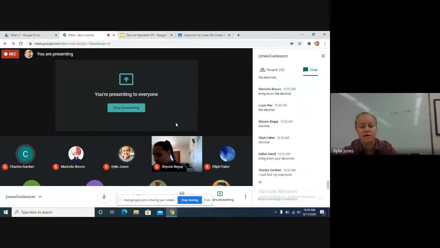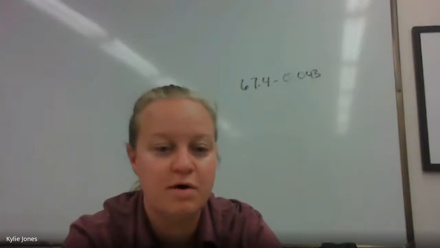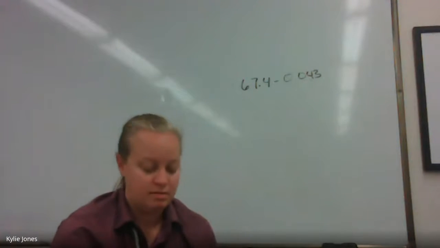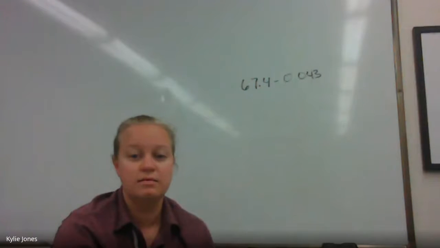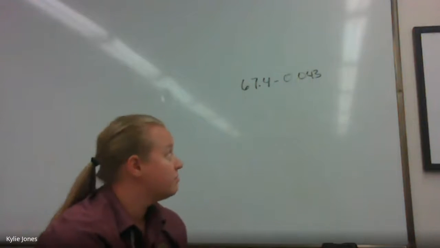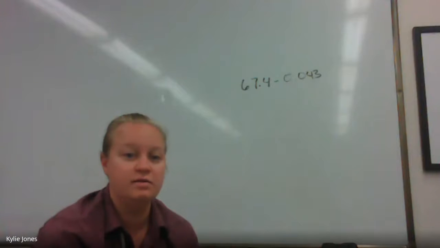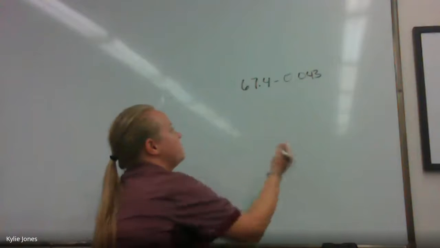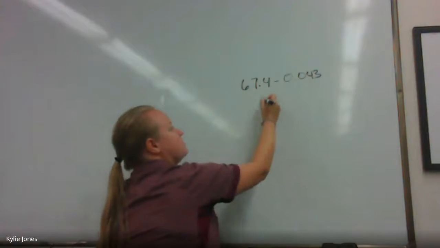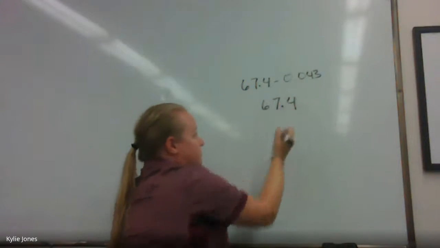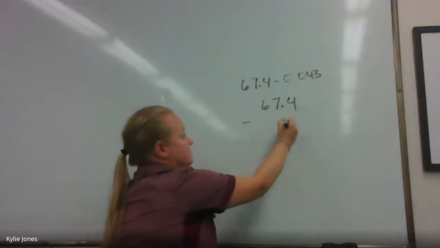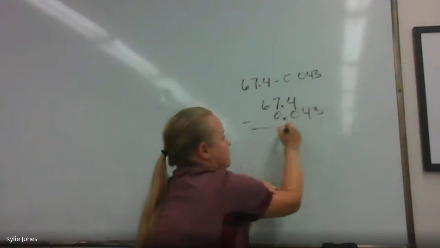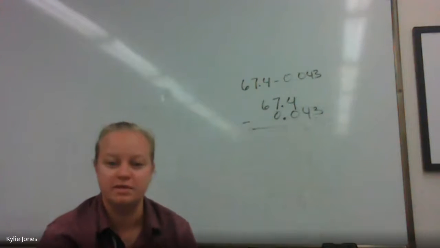All right, I'm going to stop sharing and put it back on me. I'm going to talk through how we do it, and then you can tell me if you got the same answer. I see some of you already doing it, so I'm going to do it too. The first step is to line up our decimals. So we have 67 and 4/10 minus 0.043. Step 1, line up your decimals.